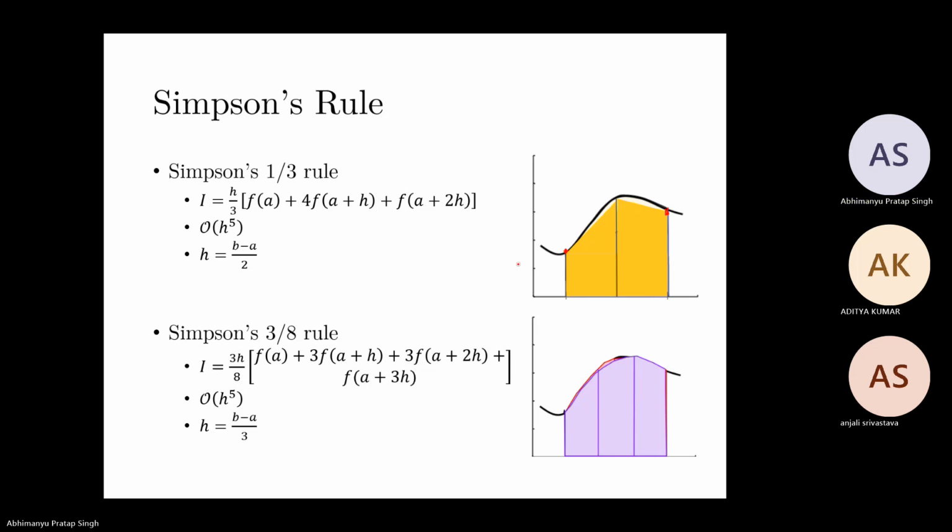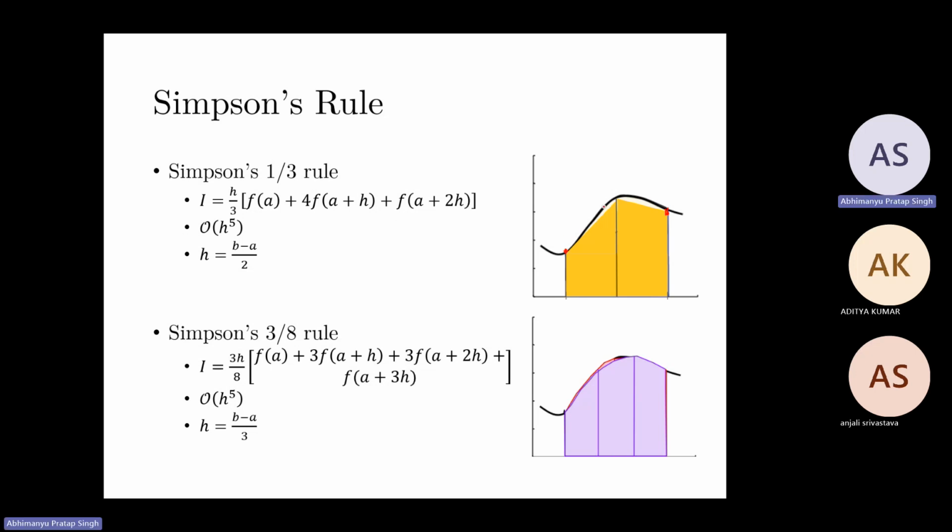The other thing to note is I'm going from a to a plus h to a plus 2h. So we will have an even number of points in between, right? Like a plus 0, a plus h, a plus 2h. So I need to have two subdivisions, including the end point, right?